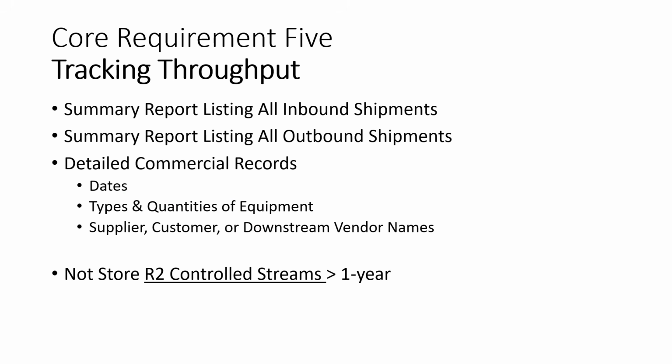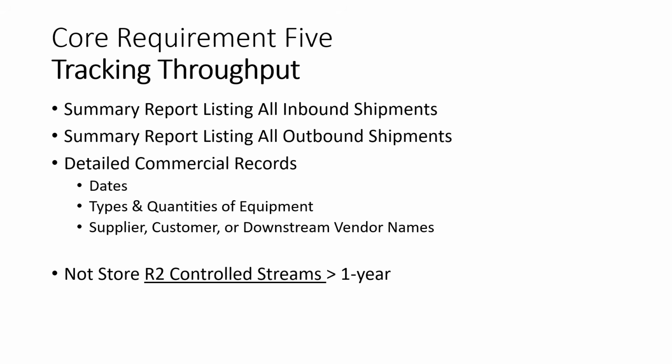Core requirement 5, tracking throughput. Purpose of this requirement will be to ensure that all R2 companies have full traceability of everything that comes into our facilities, full traceability of on-hand inventory levels and storage durations, and full traceability of everything that leaves our facility.